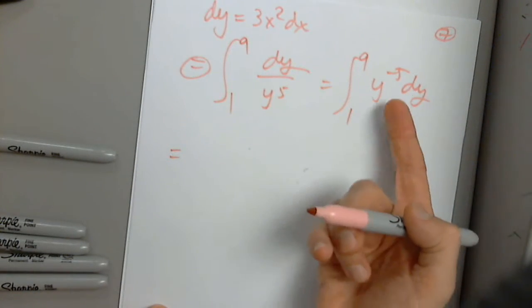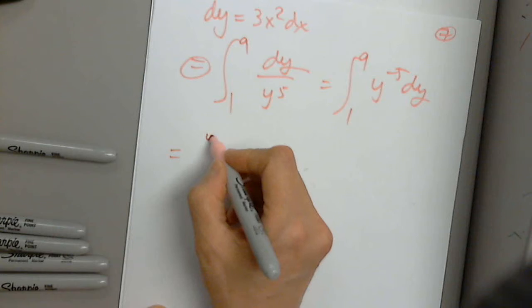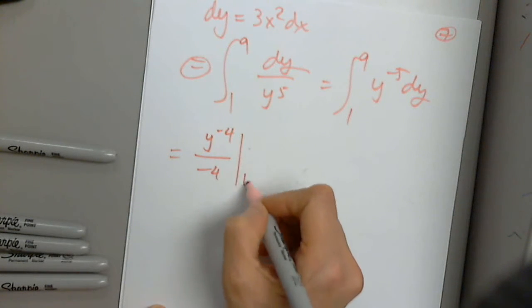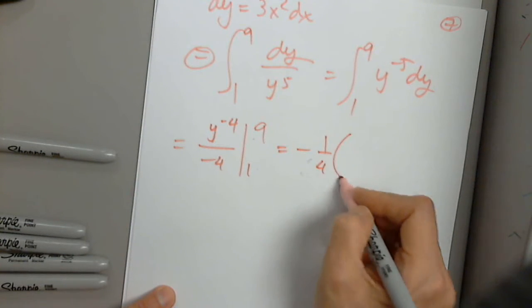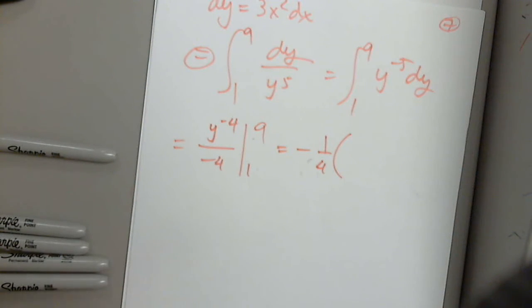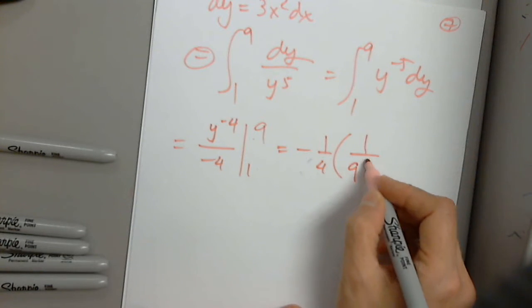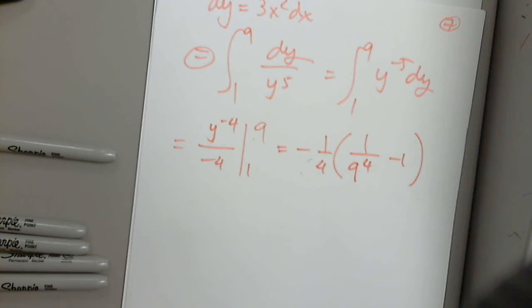So then I have to increase the power and divide by the same number. y to negative 4 over negative 4 from 1 to 9. Leave the negative 1 over 4 outside. 1 over 9 to the 4th minus 1. And you don't have to do anything else. You don't have to distribute or simplify. This is good enough for me. Now my math lab may want something else, but this is what I need.